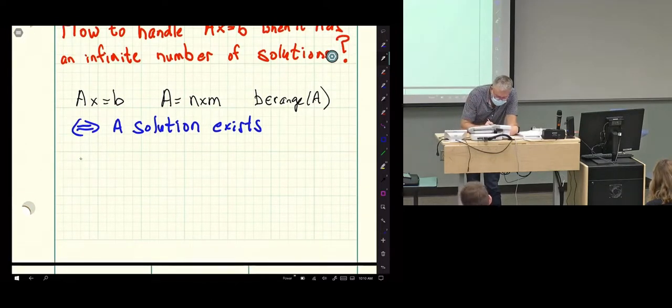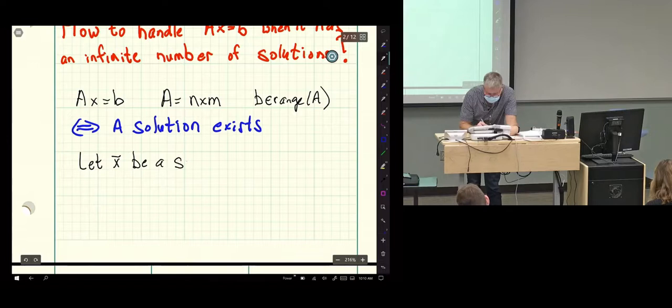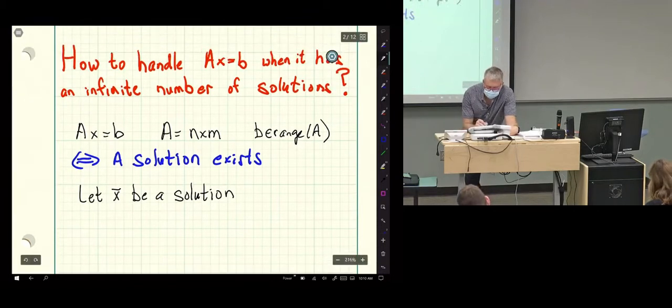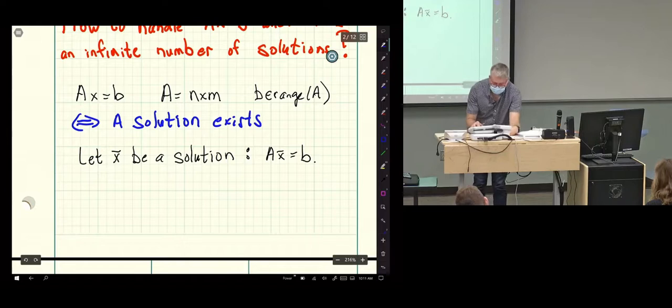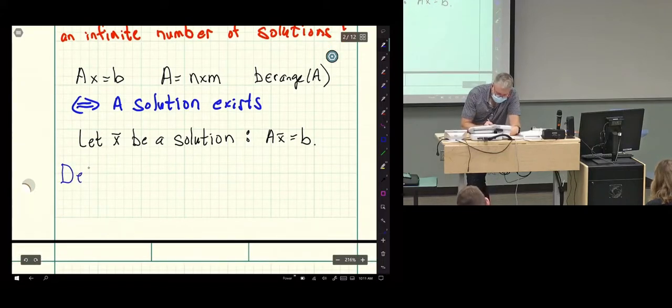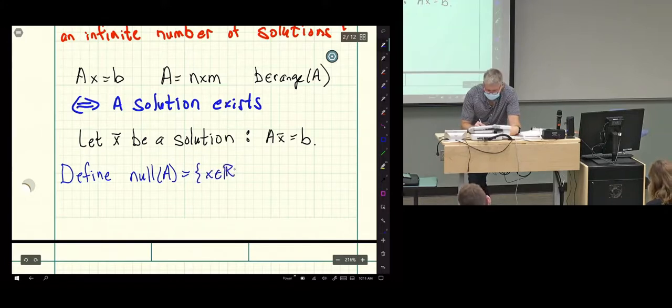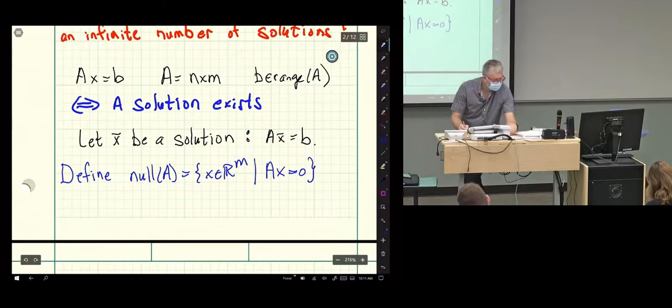So it has a solution, so let's let x bar be a solution. We haven't said anything yet that it's unique, and you know I want to handle the case it's not unique, so that's why I'm saying a solution and not the solution. And all that means is A times x bar equals b. Okay. So now let's define the null space of A. That's going to be all vectors in R^m, A is n by m, that get mapped into 0 when you apply A to it.